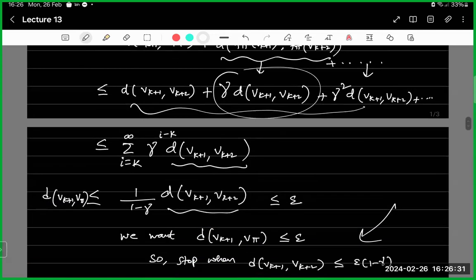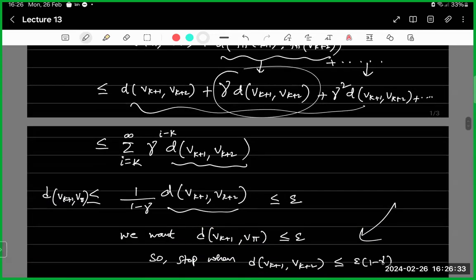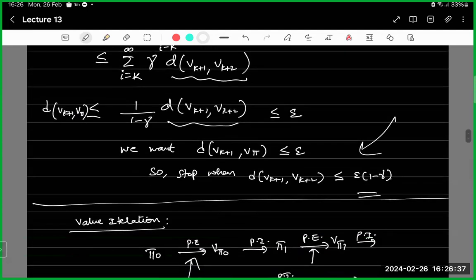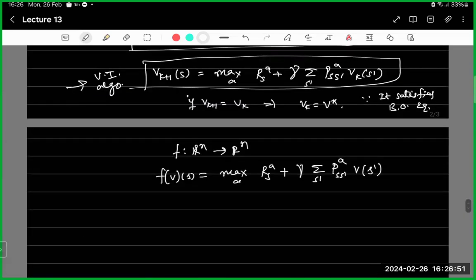Similarly, if you want to stop value iteration at some particular point, you can use similar stopping criteria. You fix some epsilon, you know the gamma, and you decide when you want to stop the value iteration. The rest of the thing will be similar. Only thing is you have to show that F is a contraction mapping with the factor gamma.